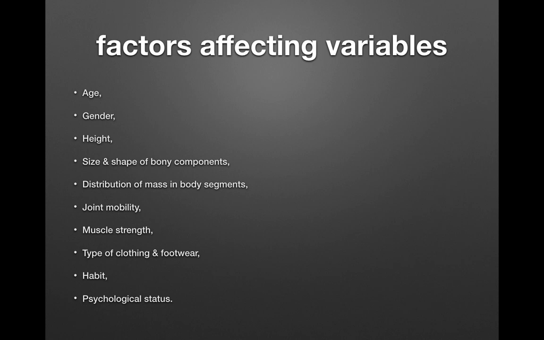Now first of all, age. If someone is about 60 to 70 years old, the speed and the frequency of their gait slows down because the body does not have so much energy. Our gait cycle is one which consumes lots of energy which we don't realize.